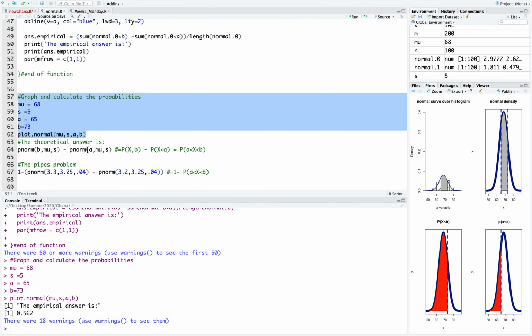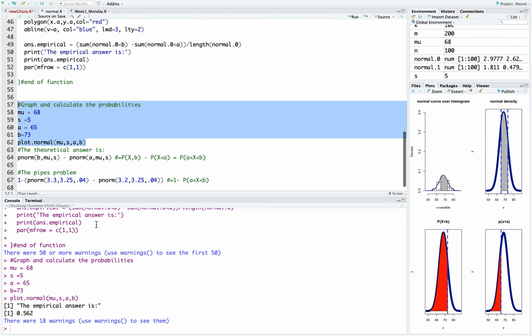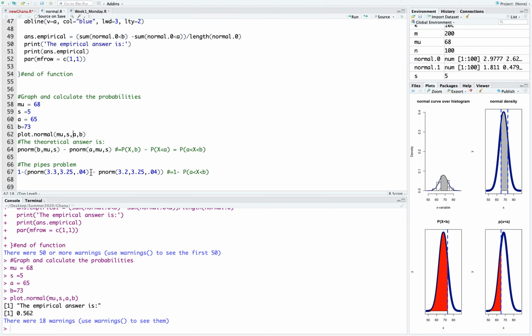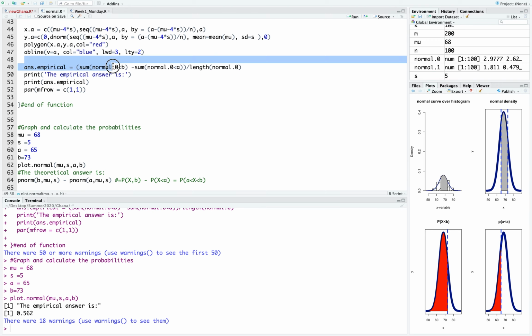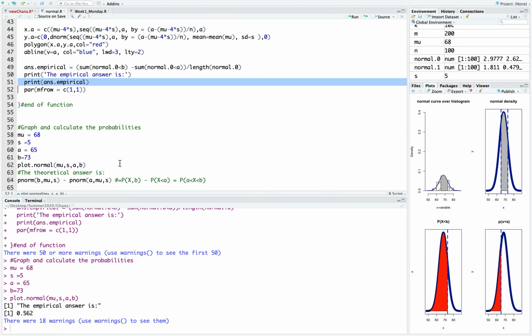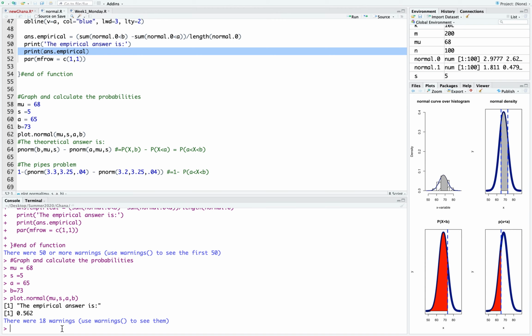Okay. Now, one thing I had the program do was it calculated an empirical answer. And what it did was it took the total number of observations that were less than B minus the total number of observations that would be less than A, and I divided by the total with this answer right here. Then I printed that answer. Okay. And it got 0.562.